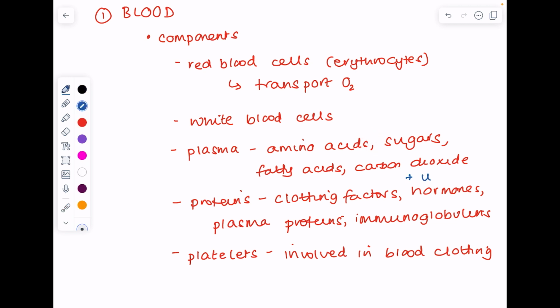Don't forget you've also got urea, which is produced by the breakdown of excess protein. Remember, deamination occurs in the liver. The hormones will be transported from the glands where they're made to the target organs where they act. And the key thing to remember is that blood is carried inside blood vessels.